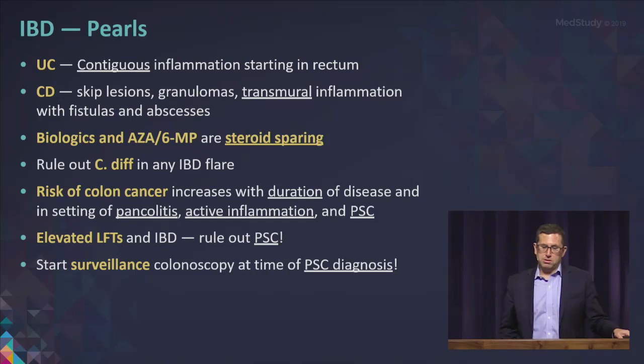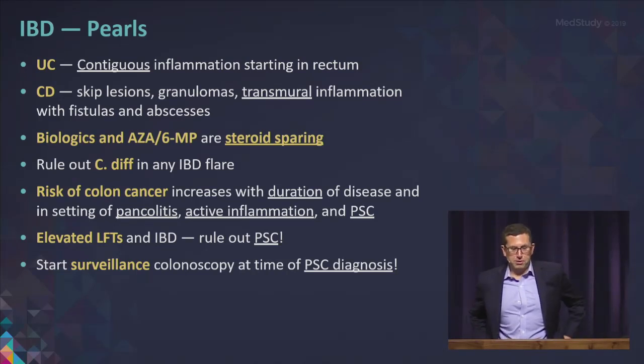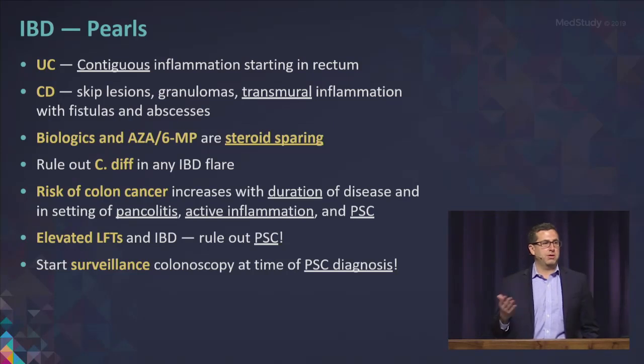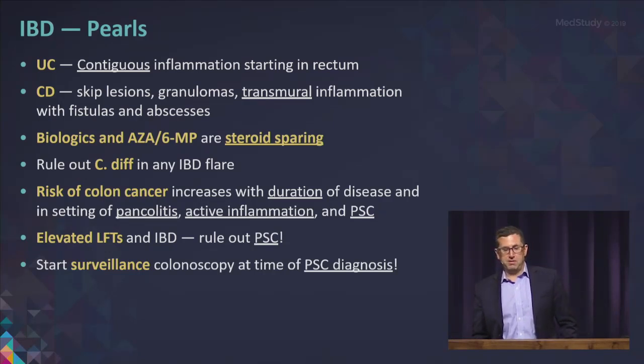So IBD pearls, we finished the IBD section. UC, contiguous inflammation starting in the rectum. Crohn's disease, skip lesions, granulomas, transmural inflammation, which is why you get fistulas and abscesses in contrast to UC. Biologics and azathioprine and 6-MP are steroid sparing, which is why they're so important in clinical practice. You need to rule out C. diff in any IBD flare.